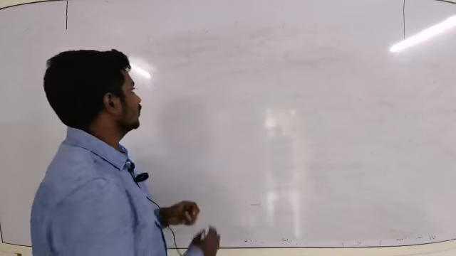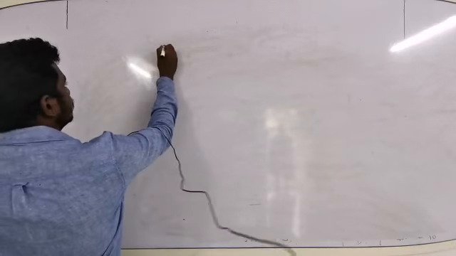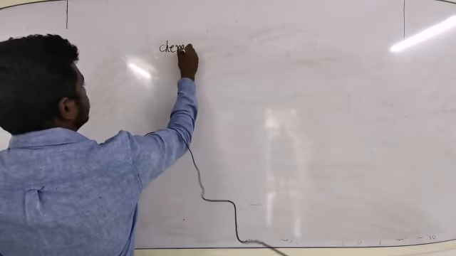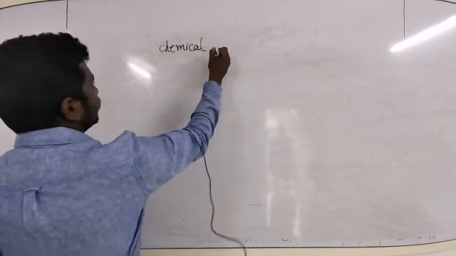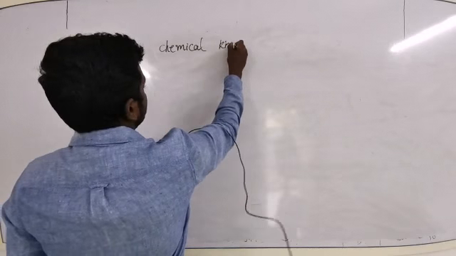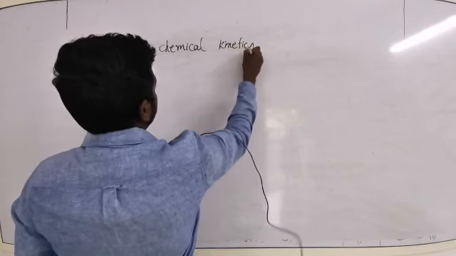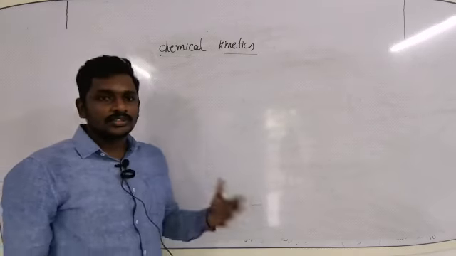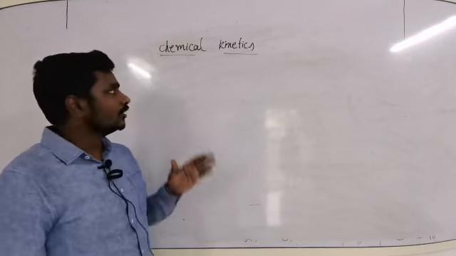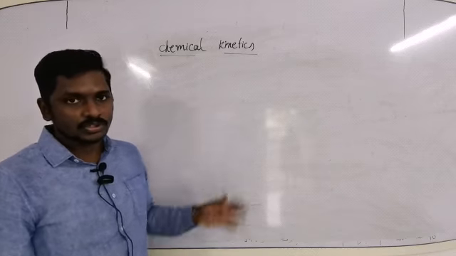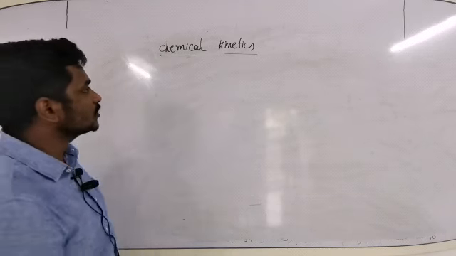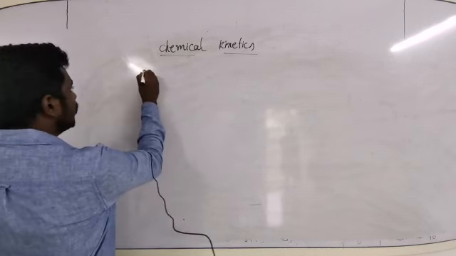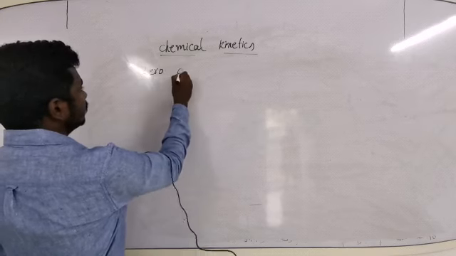Today, I would like to explain chemical kinetics. Chemical kinetics is one of the important topics from physical chemistry for all the national level competitive examinations like JEE Mains, Advanced and NEET. There will be a minimum of 2 questions coming from this topic. And from chemical kinetics, one of the important concepts is zero order kinetics.